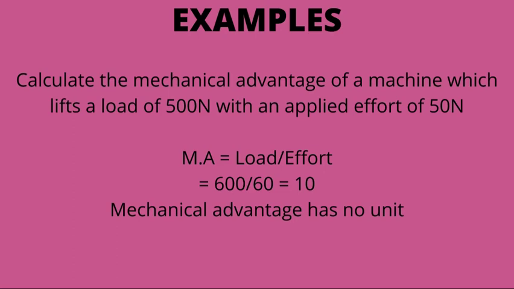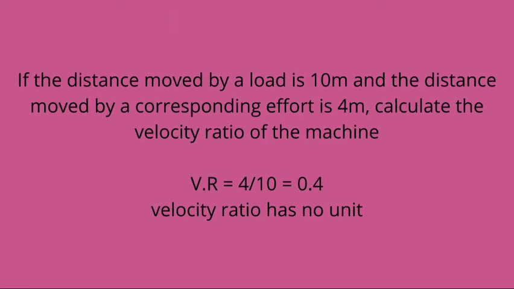And then we have examples and calculations in machines. Calculate the mechanical advantage of a machine which lifts a load of 500 newton with an applied effort of 15 newton. We have that mechanical advantage is load over effort, and so we have 500 over the effort.